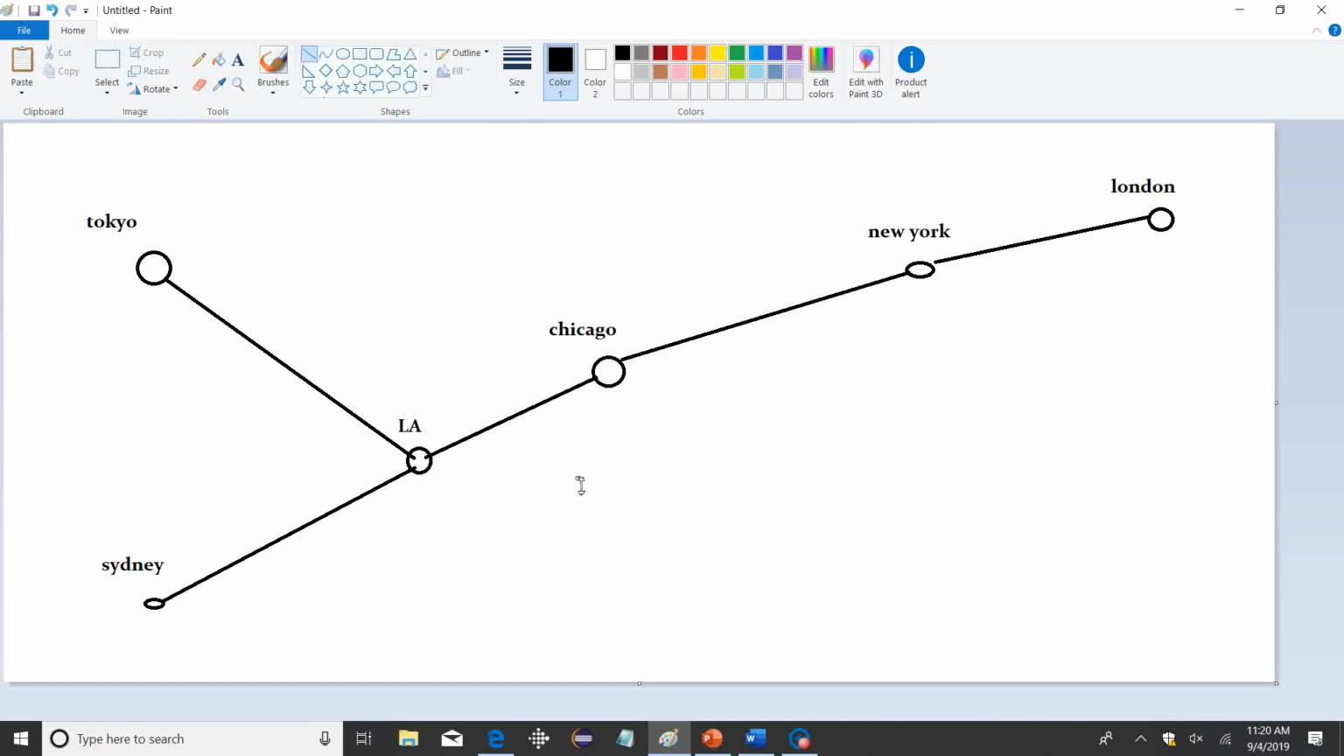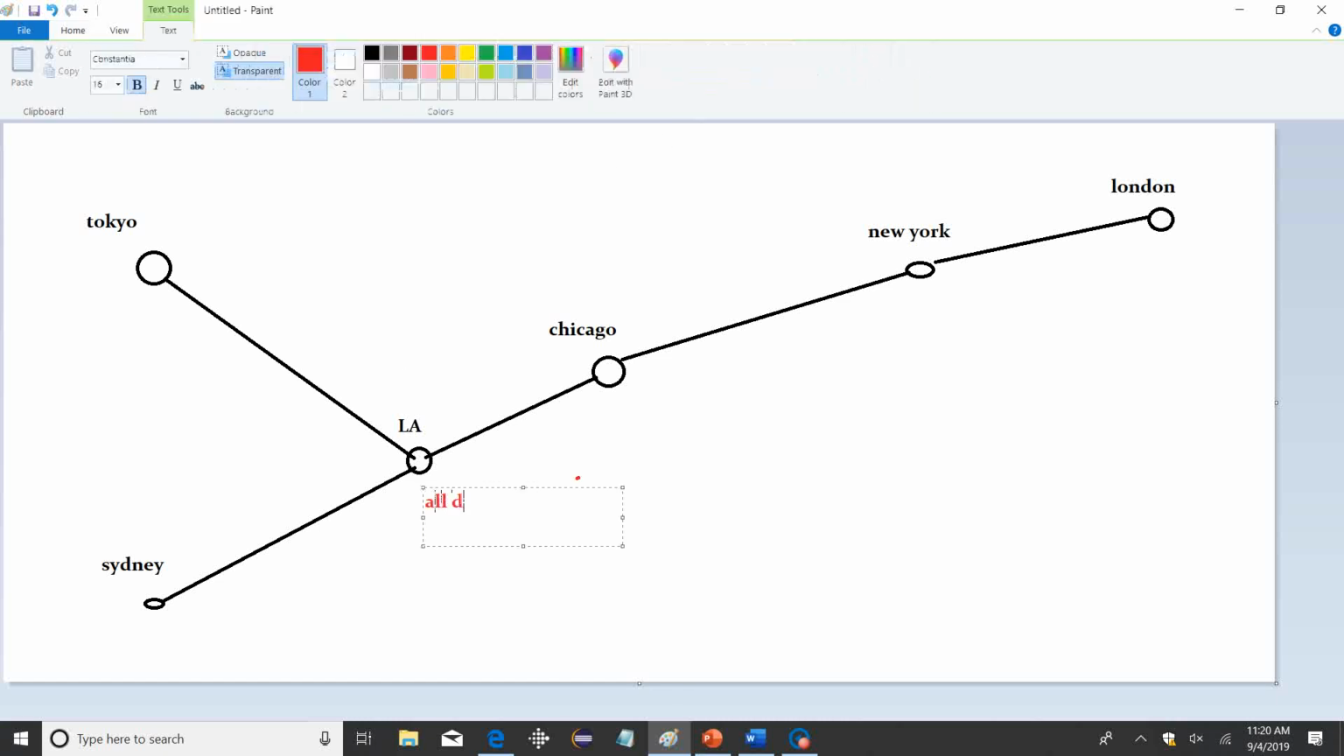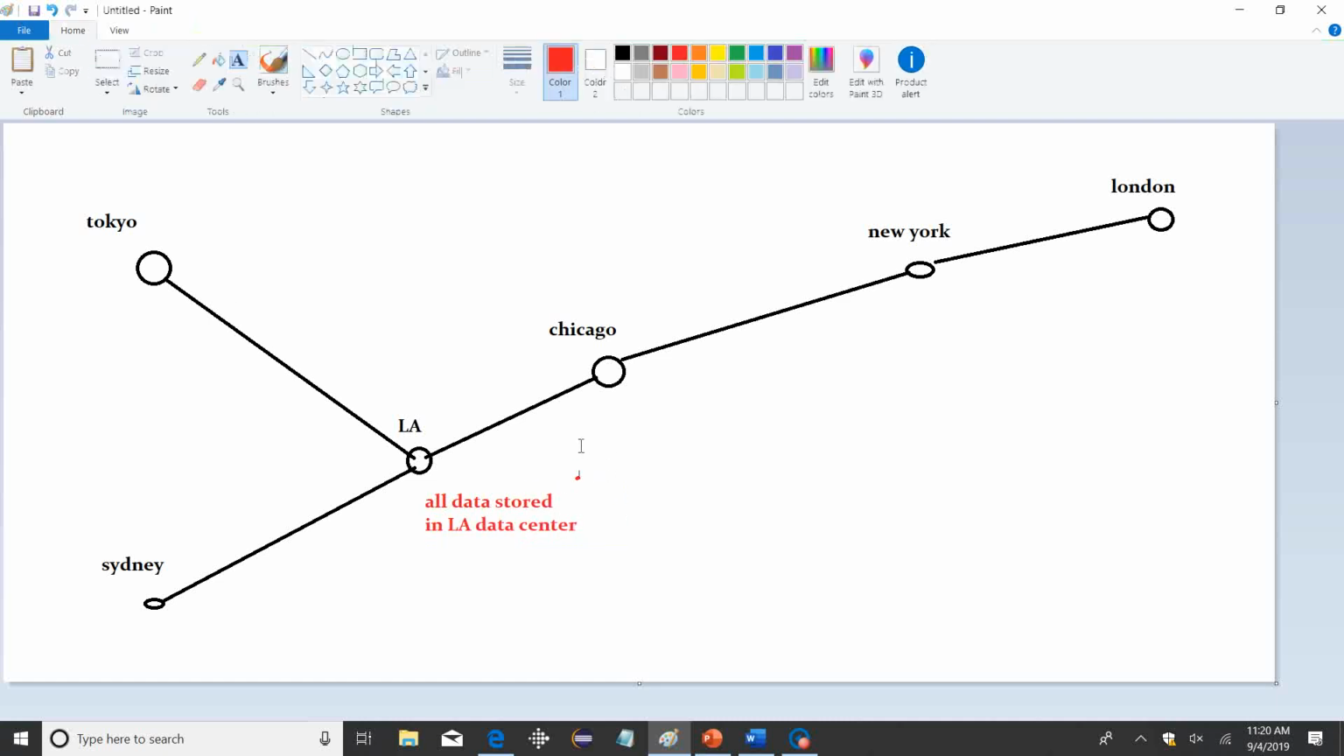Anyway, so this is some kind of setup, right? We have all of these different data centers all over the world, and suppose there's an image that's popular with all of them. Well, if I have everything stored in one single location, so suppose all data is stored in the LA data center, what does that mean? Well, number one, all these requests from all around the world have to be routed halfway around the world. That's going to take a little time.